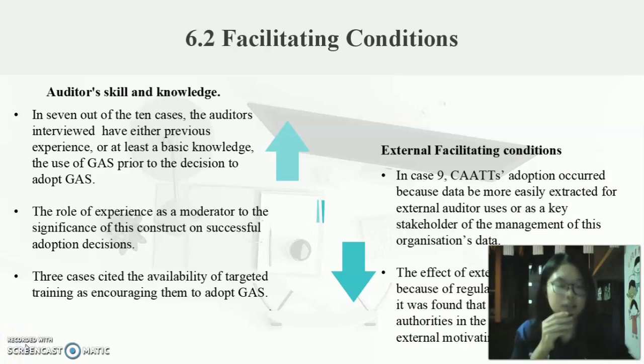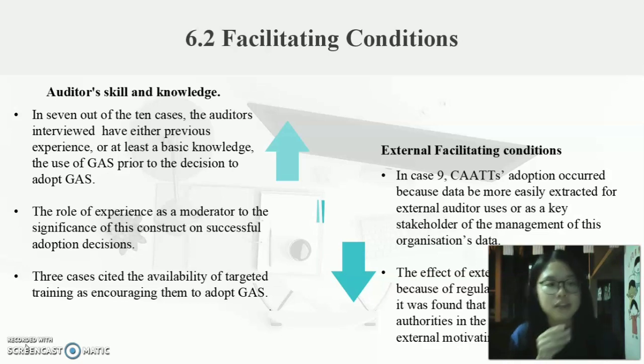CAATTs was initially used to perform data interrogations and data extractions on behalf of the external auditor and to their specifications. CAATTs was then furthered to do data analysis for internal audit purposes and operational business requirements. The effective use of CAATTs was able to meet the data requirements of external parties.